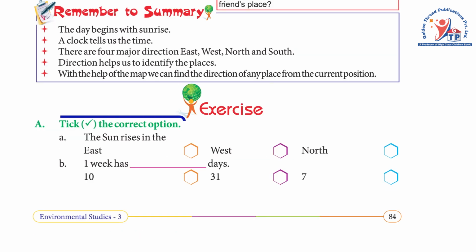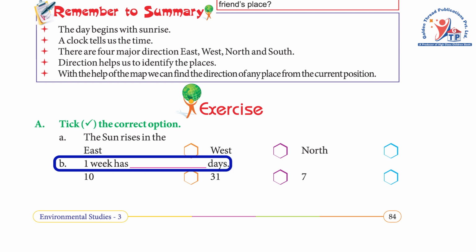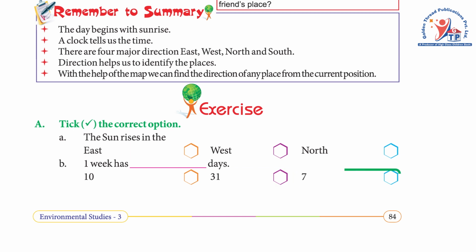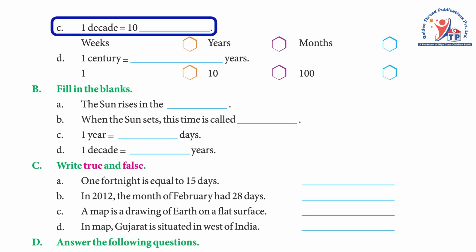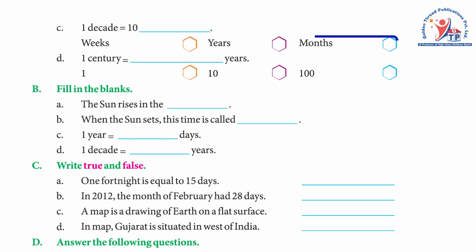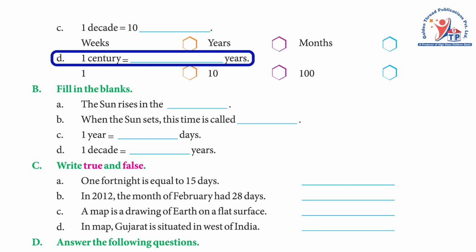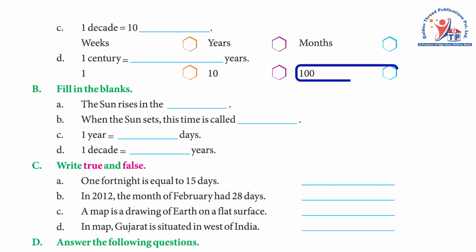Exercise. A. Choose the correct option. A. The sun rises in the east, west, north. Answer: east. B. A week has dash days: 10, 31, 7. Answer: 7. C. 1 decade is equal to 10 dash: weeks, years, months. Answer: years. D. 1 century is equal to dash years: 1, 10, 100. Answer: 100.